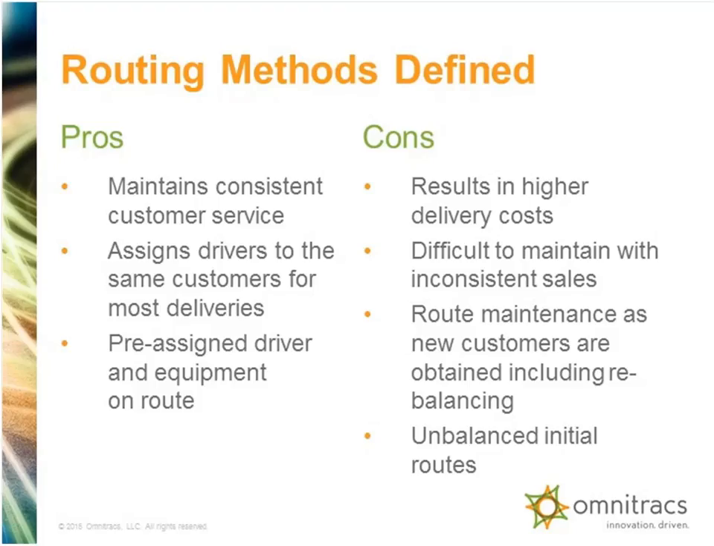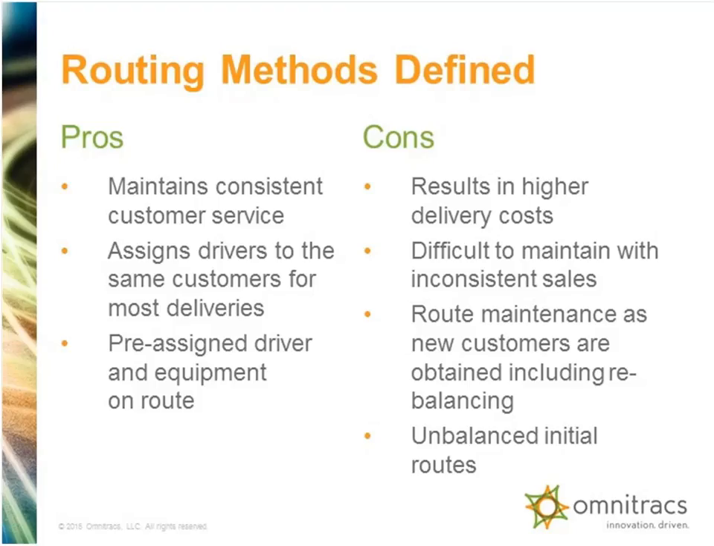Cons for that are it may result in higher delivery costs. If your sequencing is not done well in your template, then your driver is going to be driving all over the place. It is difficult to maintain with inconsistent sales because of the nature of standard routing. If I only get one stop on Route 3 today, I will create a route with only one stop on it. That's an inefficient use of your resources.